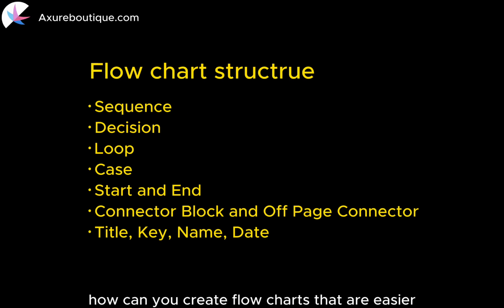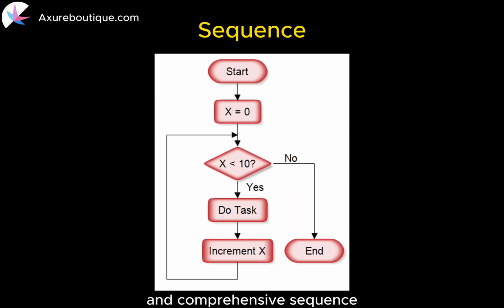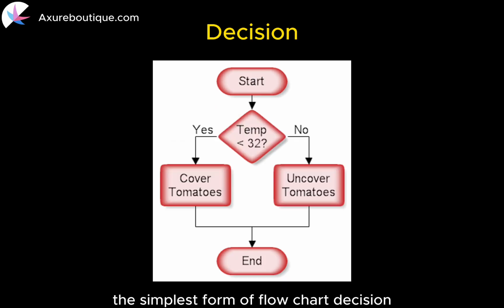How can you create flowcharts that are easier for people to understand? By using the following flowchart structures, you can make your flowcharts more clear and comprehensive. Sequence. A sequence consists of processes that follow one after another. As you can see, it doesn't have any branches, making it very straightforward. This type of flowchart is also the simplest form of flowchart.